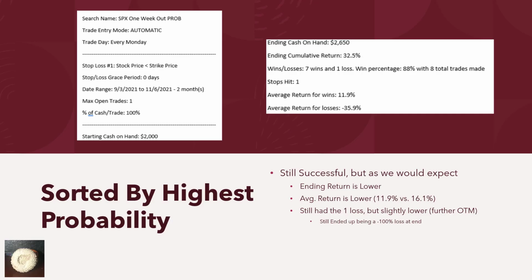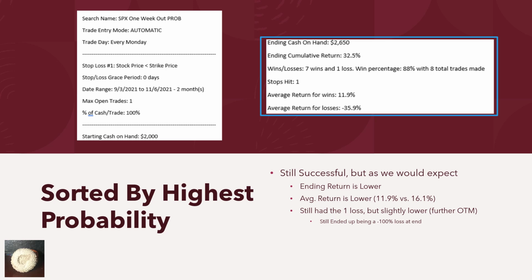That was sorted by highest return. Let's flip it. Instead of sorting it by the highest potential return, an average of 16.5, 16.6% we saw for one trade over that 8-week cycle, if we flip the sort and sort it by highest probability, we still get a successful trading record, but it's as we expect. 7 wins and 1 loss over 8 trades, but we took the $2,000 just up to $2,650, still a 32.5% return on the $2,000 we started off with.